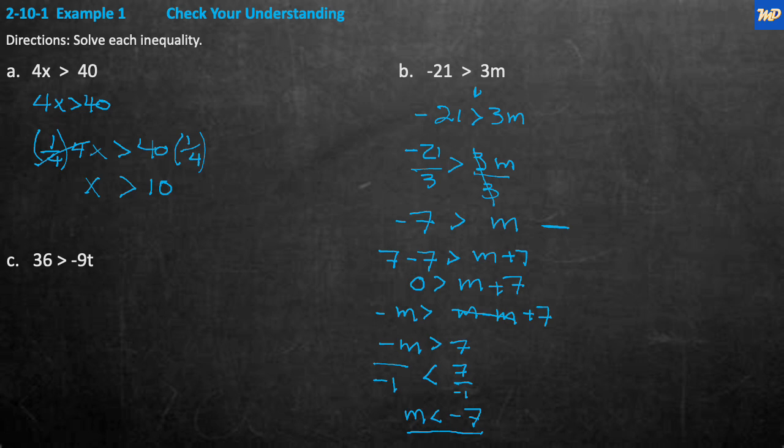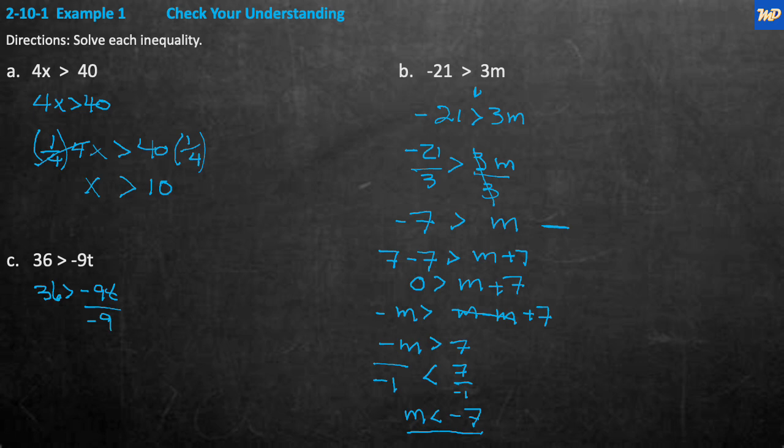Let's do C. 36 is greater than negative 9t. Well, right off the bat, we're going to do what we did over on the other side right away. We're going to leave the t where it is, though. We're not going to move it, but we're going to divide. Looking at the inequality, 36 is greater than, we're going to divide by negative 9.